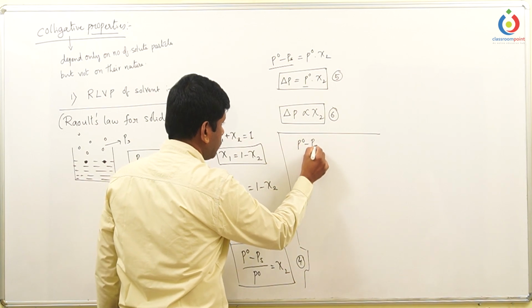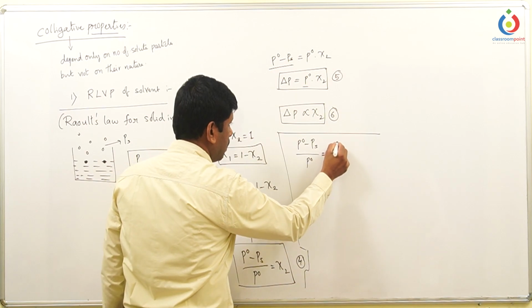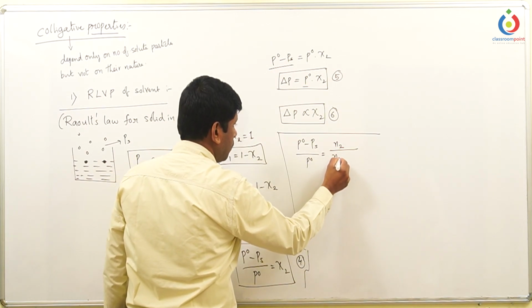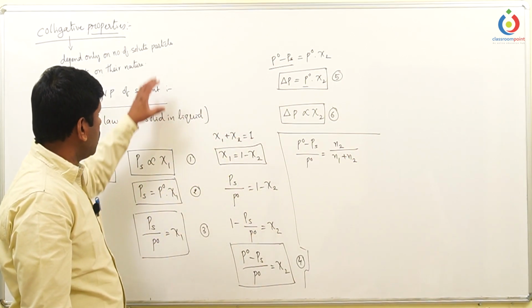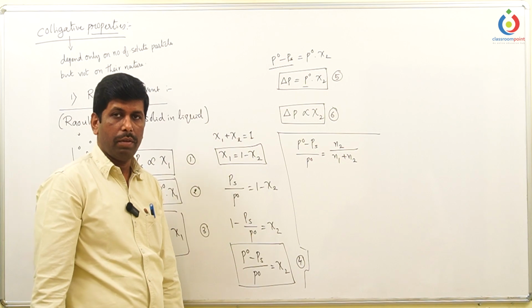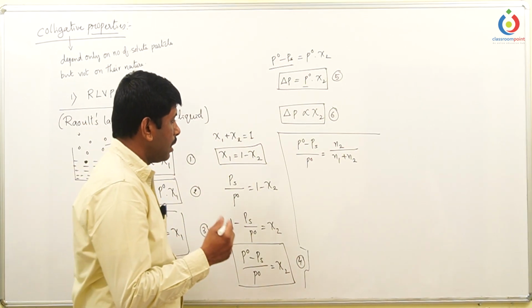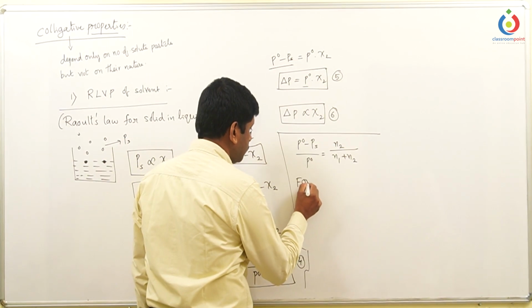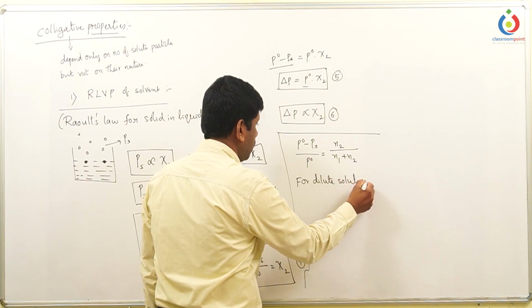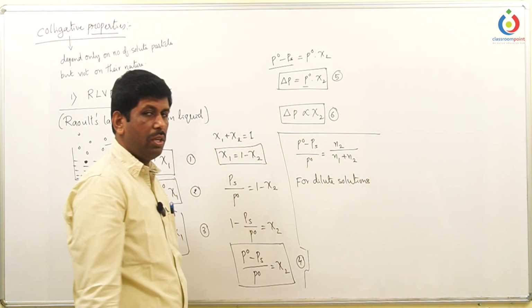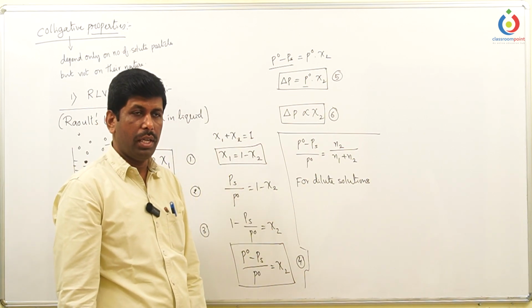P naught minus Ps by P naught equals x2. x2 means number of moles of solute divided by number of moles of the solvent plus number of moles of solute. All these colligative properties are applicable for very dilute solutions. In concentrated solutions, we cannot identify much difference in values. That's why we consider dilute solutions, which means the amount of the solute present in the solvent is very, very less. Such solutions are called dilute solutions.